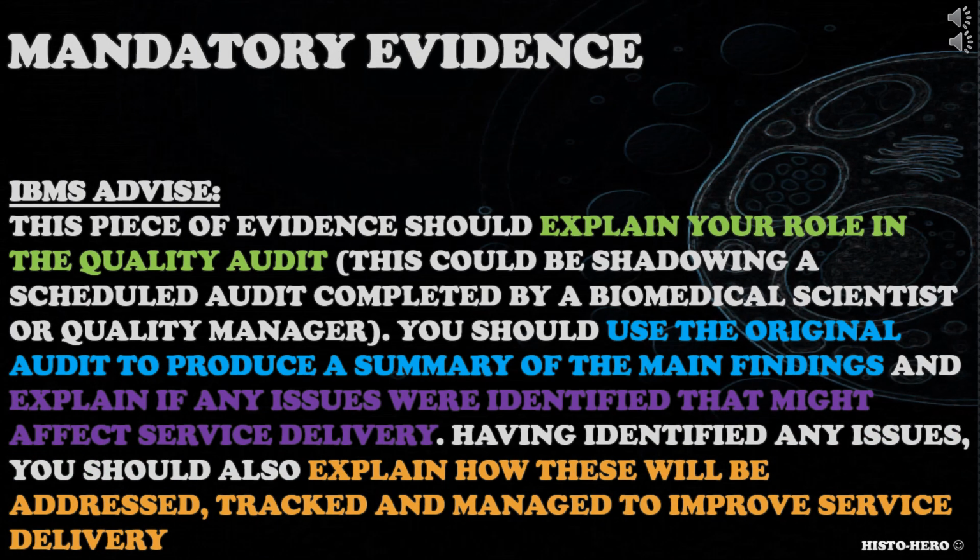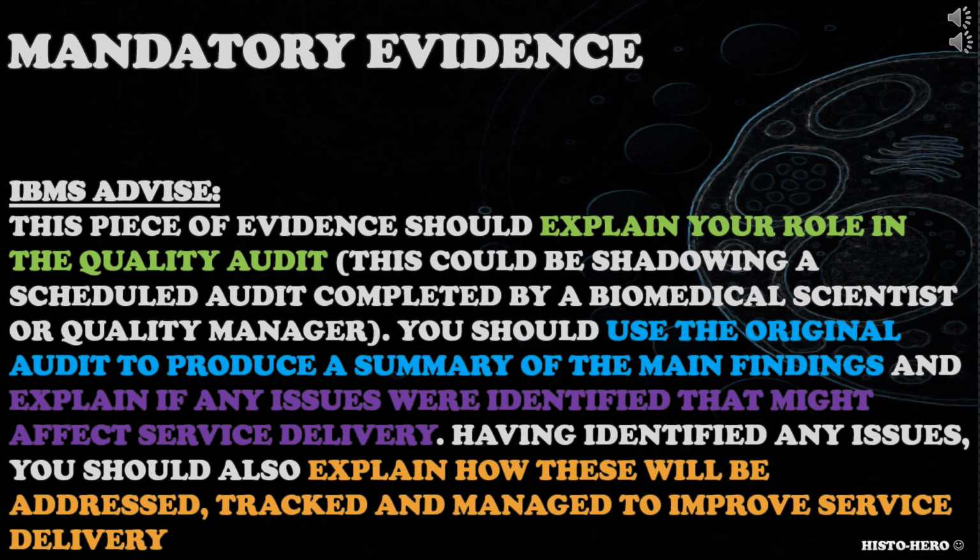IBMS also offers their advice on how to approach this mandatory evidence, which I think is very good. The first piece of advice is telling the candidate to explain their role in the quality audit. They could do this audit as part of their training to become an internal auditor, or they could be just shadowing, or they could be already trained and performing audits on a regular basis. Whatever their role in this, they should explain it well.